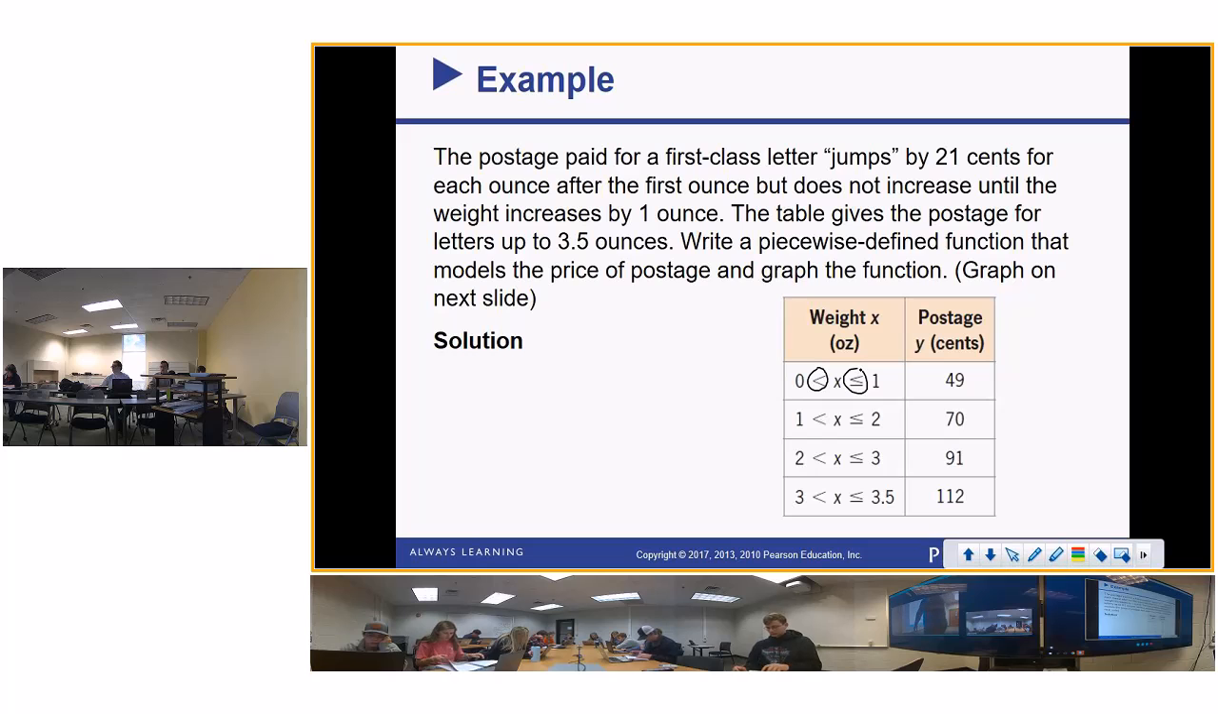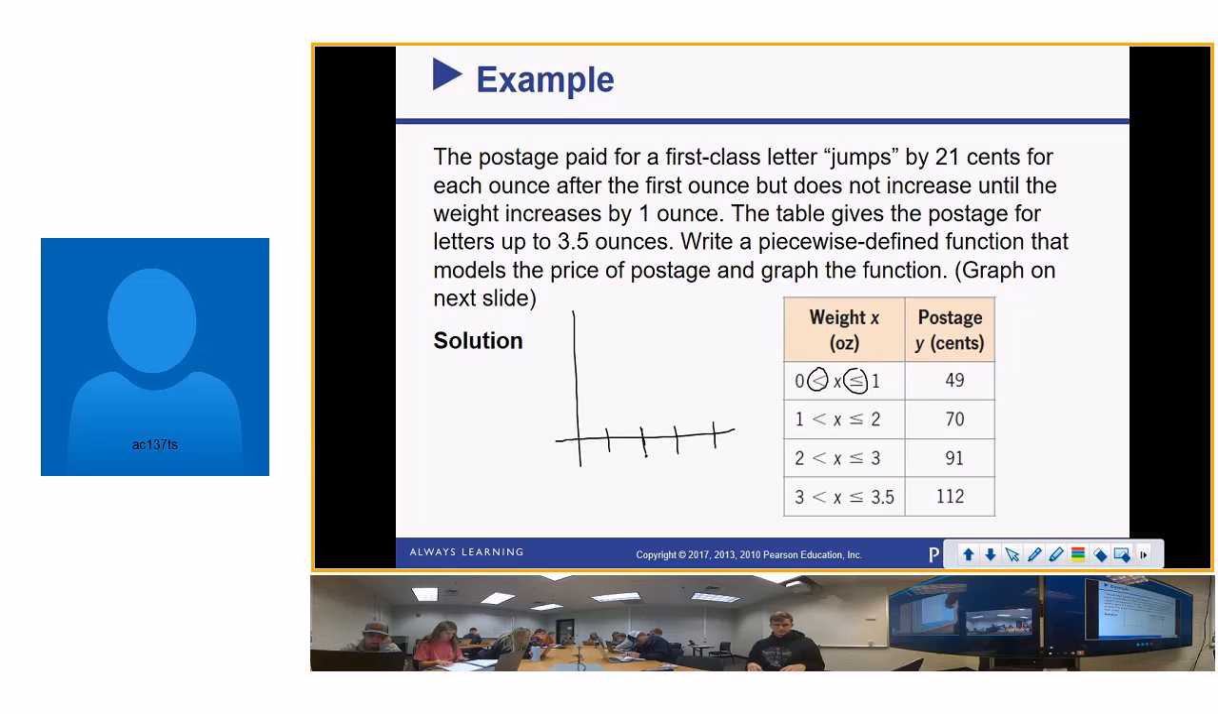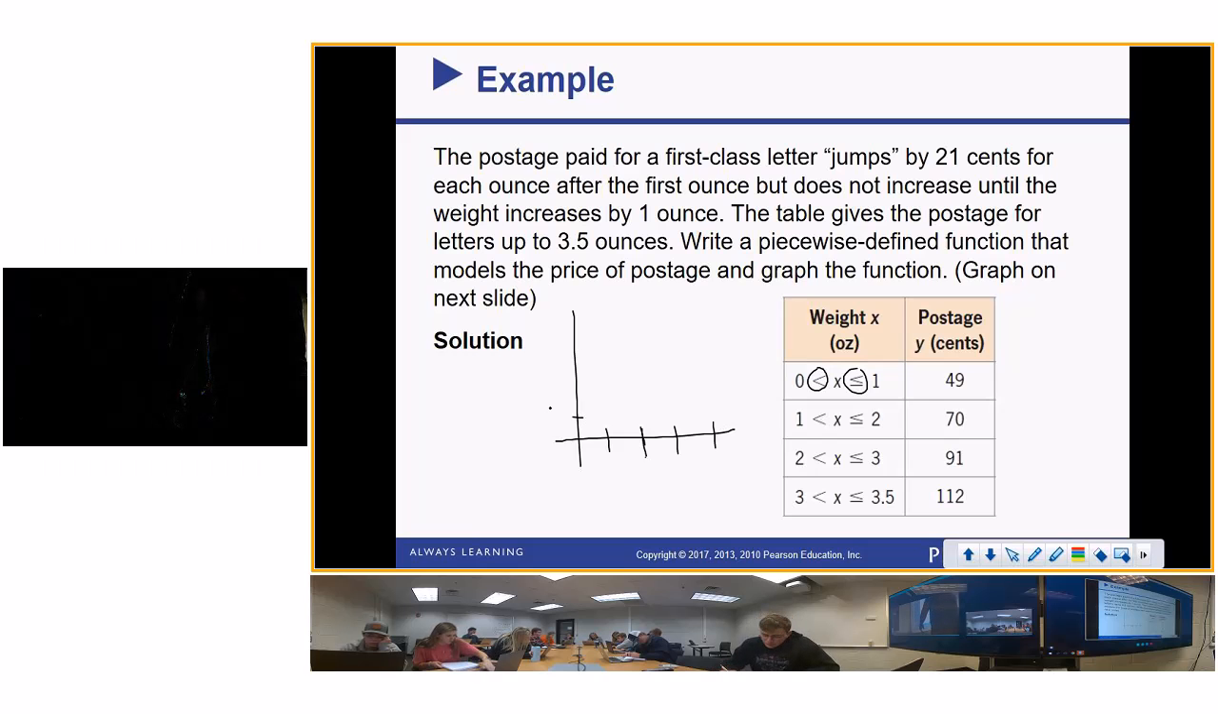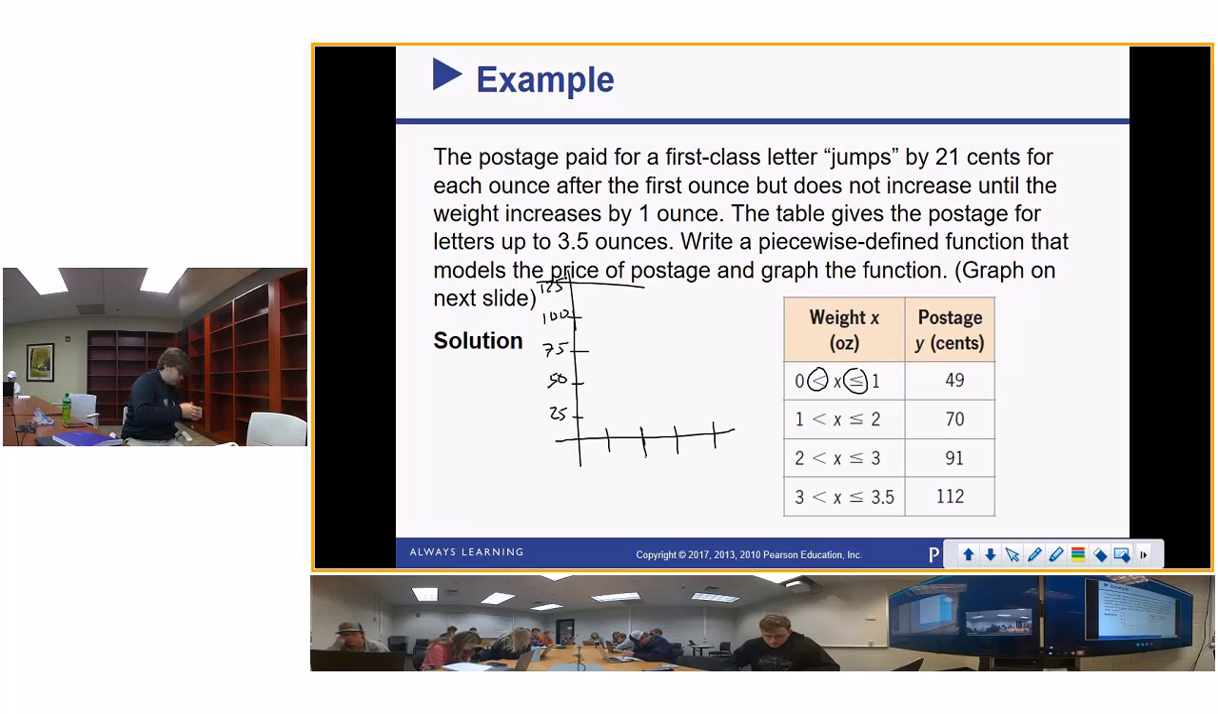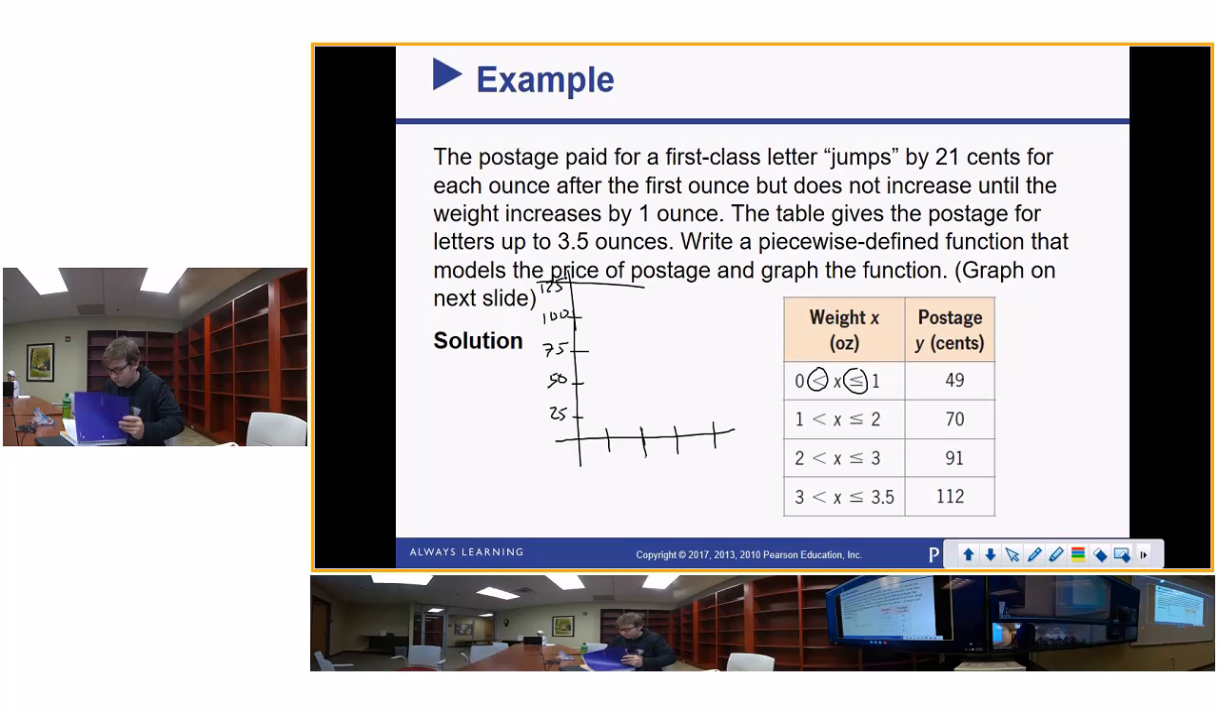So if I was to graph this, we know we have 0 all the way up to 3.5, so 1, 3, 4, and 0 to 1. So 0 to 1 is at, let's see, 49, so I'm going to go 25, 50, 75, 100, and 125. Oops. 125.